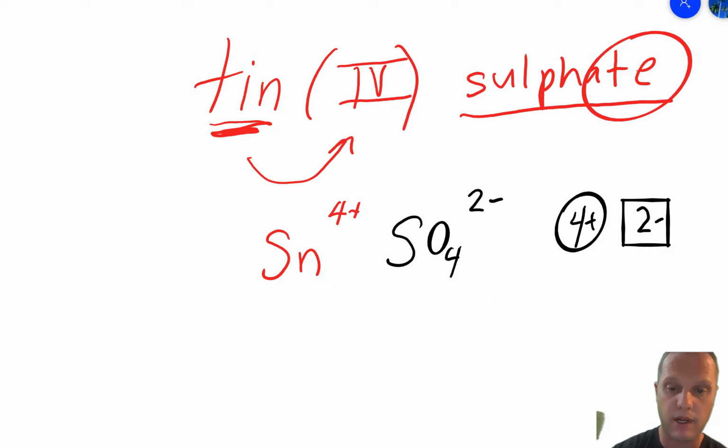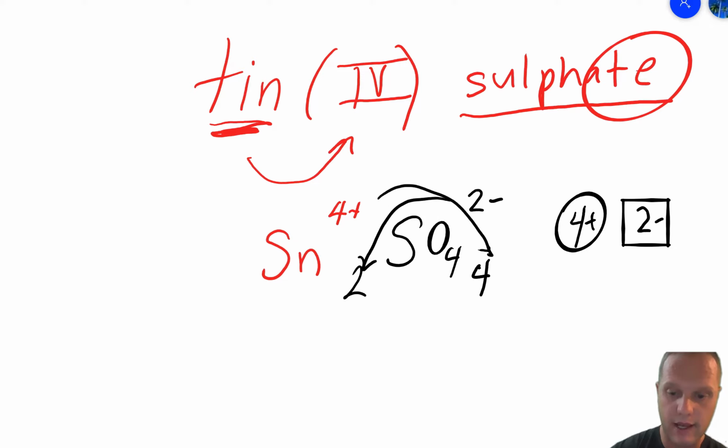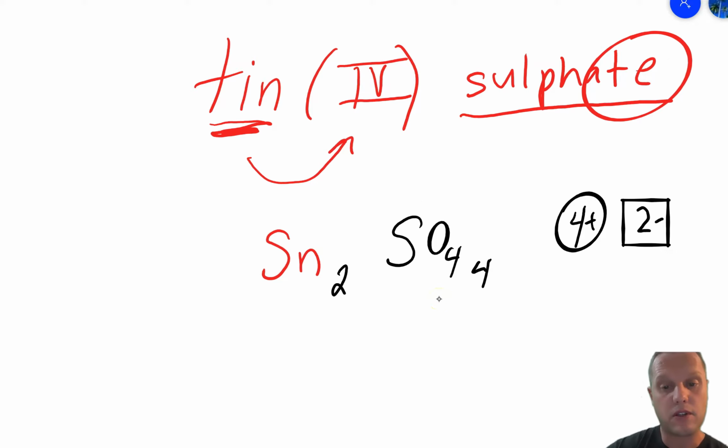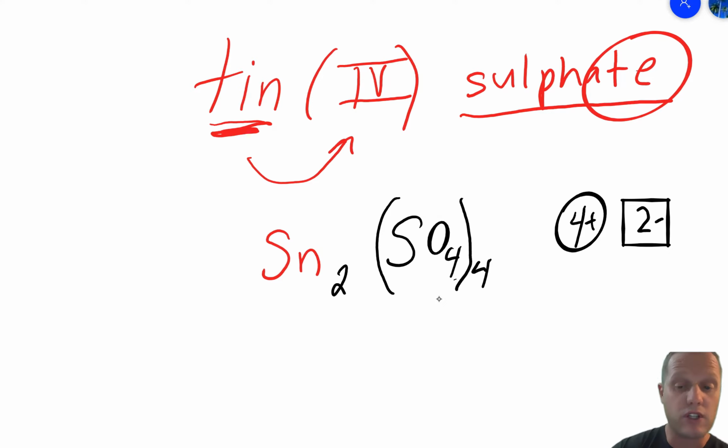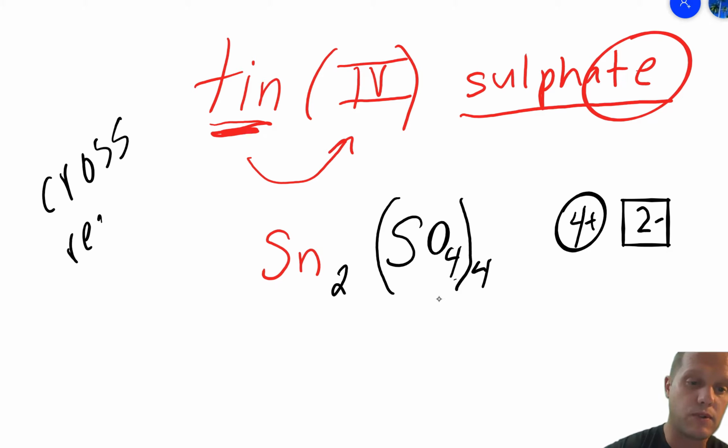So what I'm going to do is bring down the 4 here, and I'm going to bring down the 2 here. So the 2 came down like that, and the 4 came down like that. Okay, and what happens is you now have a 4 and a 2. You can see this looks like 44 right here. You got to remember, whenever you cross over to a polyatomic ion, you have to put it in brackets. Now this is saying that we have 2 tins and 4 sulfates, which is going to be neutral, but you always have to cross and then reduce, always.